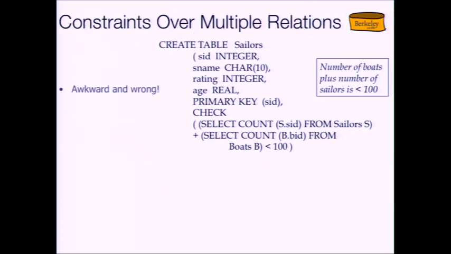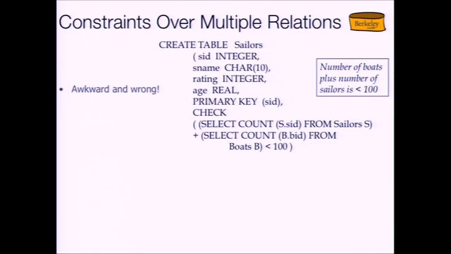Okay, all right, good. There are more constraints. You can have constraints over multiple relations. Let's say you wanted a constraint, for some reason that I can't imagine, that the number of boats plus the number of sailors has to be less than 100. You might think you could do this with a check constraint in the sailors table that says select count SID from sailors plus select count BID from boats is less than 100, a direct translation of that English.